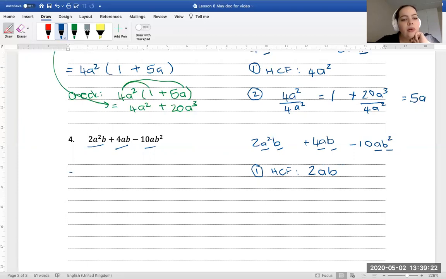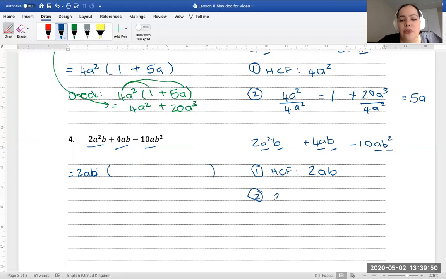So just like before, we're going to write down our highest common factor, and then we're going to open up some brackets. Now, our next step, instead of us dividing this highest common factor just into 2 terms, we're now just going to divide it into 3 terms. So pretty much everything stays the same.